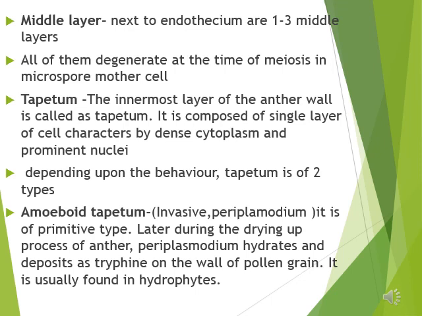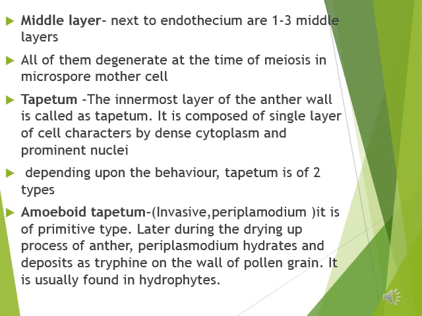Now the last layer is the tapetum or the tapetal layer. The innermost layer of the anther wall is called the tapetum. It is composed of a single layer of cells characterized by dense cytoplasm and prominent nuclei. Depending upon the behavior, tapetum is of two types.